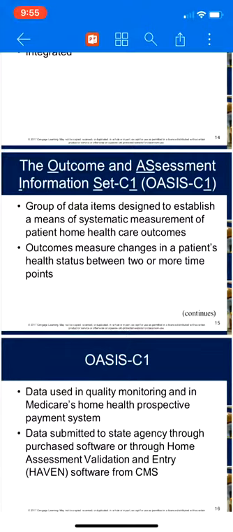Some agencies have purchased software specifically for the OASIS C1 data and their transmission. Others have elected to use software available at no charge from CMS, and this software is called HAVEN, Home Assessment Validation and Entry. The Medicare conditions of participation detail the timeframes for completion and transmission of the OASIS C1 data.